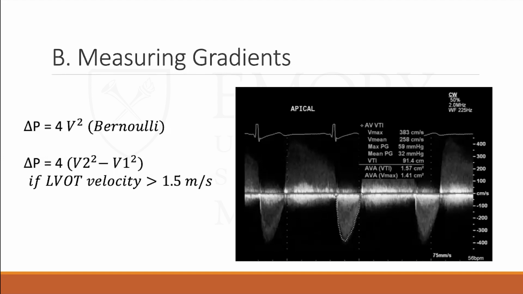So that was velocity. What about your actual gradient now? The concept here is the relationship, courtesy of Bernoulli, between velocity and pressure. That equation is 4 times your peak velocity squared is your peak gradient. Now, if you have an elevated LVOT velocity at baseline of greater than 1.5 meters per second, you're technically supposed to use a slight modification of that Bernoulli equation, which becomes: aortic valve gradient equals aortic valve velocity squared minus LVOT velocity squared, times 4.